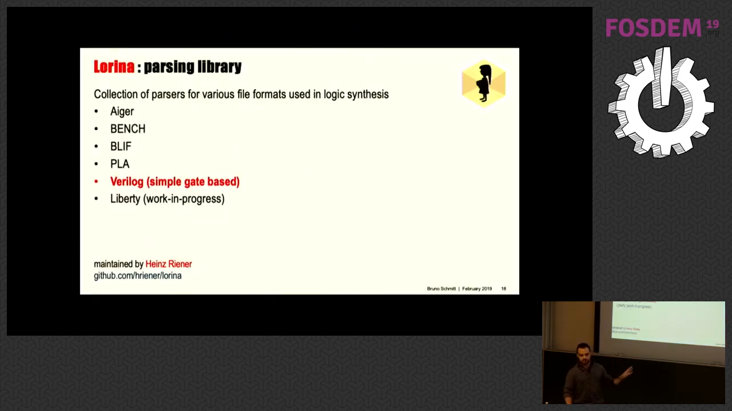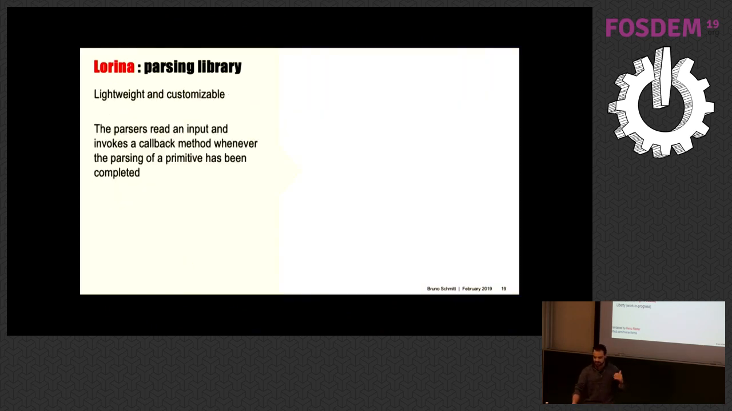For parsing, we will use the Lorina library, which has a collection of parsers for various file formats used in logic synthesis. We have Aiger, Bench, BLIF, PLA, and Verilog, but very simple gate-based Verilog, and that's the reason why the Verilog looked so weird in the previous slide. We are also able to parse Liberty files, but that's still a work in progress. The library itself is lightweight and quite customizable. Basically, the parsers will read the input and invoke callbacks whenever a parsing primitive is completed.